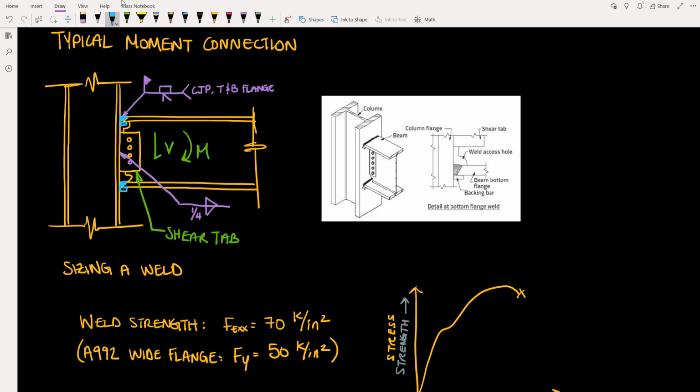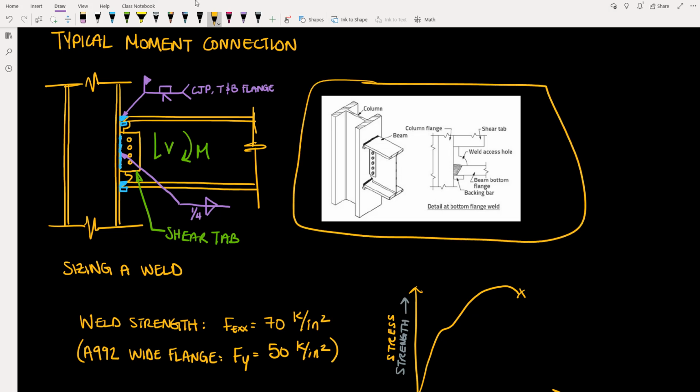However, we can ship the column with this small shear tab applied to it. And so this weld does not need to be a field weld. This tab would have a weld applied to it in the shop, and the column would show up with this little plate sticking out of it with holes in it for the bolts. And so this is what that connection would look like in 3 dimensions.